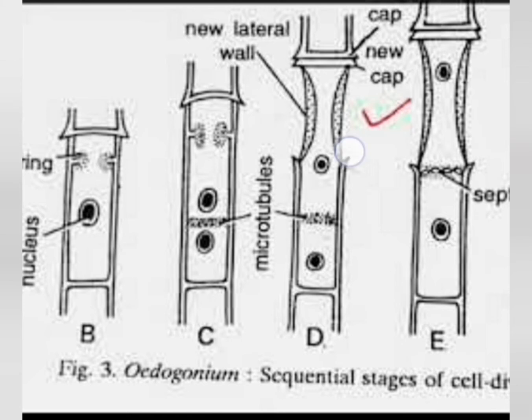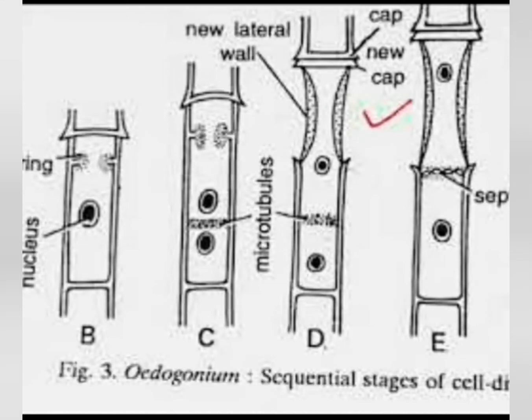Now these rings expand much more, and if you see in figure D, they are becoming a concave, cylindrical structure. Finally, this ring material will form the cuticle of the upper daughter cell.